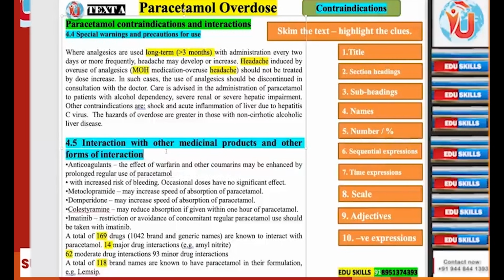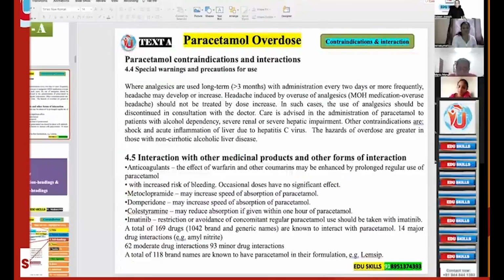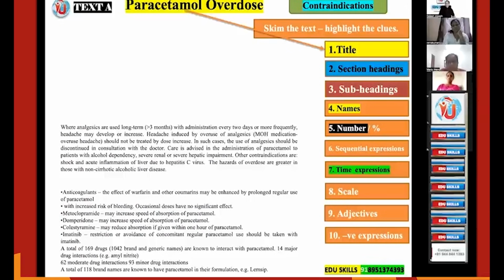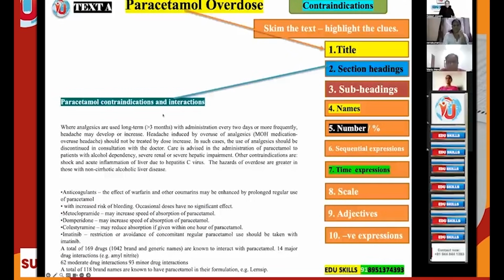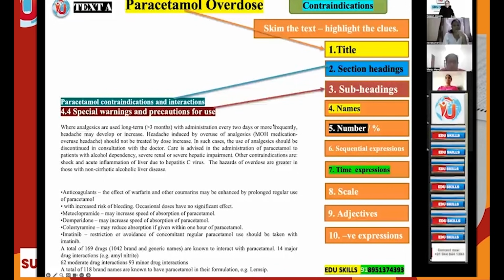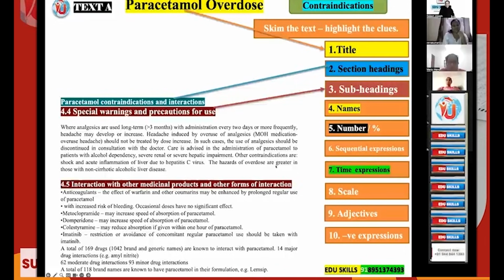Medicines. Here you see the interaction with other medical products. So medical products are important. Here you have medical products, 1, 2, all of these are medical products. One of these will be the answer. And you can see we have now done with skimming the text. Now you see here the title, the section heading, then the subheading, then again a subheading. These are very important. Answers are connected with that.